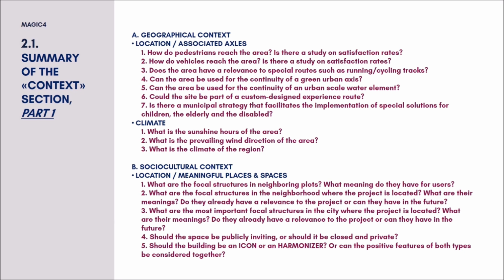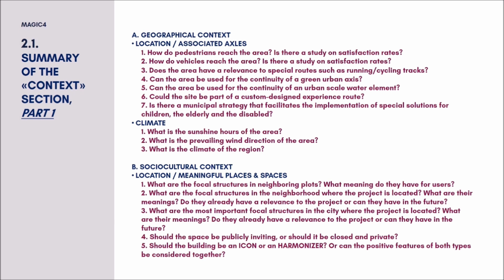3. Does the area have a relevance to special routes such as running or cycling tracks? 4. Can the area be used for the continuity of a green urban axis? 5. Can the area be used for the continuity of an urban-scale water element? 6. Could the site be part of a custom-designed experience route? 7. Is there a municipal strategy that facilitates the implementation of special solutions for children, the elderly, and the disabled? Climate. 1. What is the sunshine hours of the area? 2. What is the prevailing wind direction of the area? 3. What is the climate of the region?